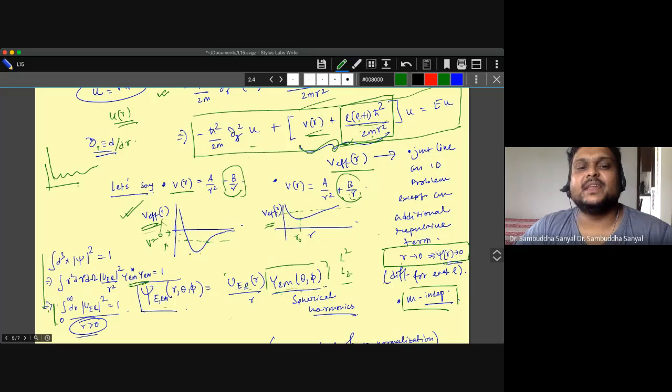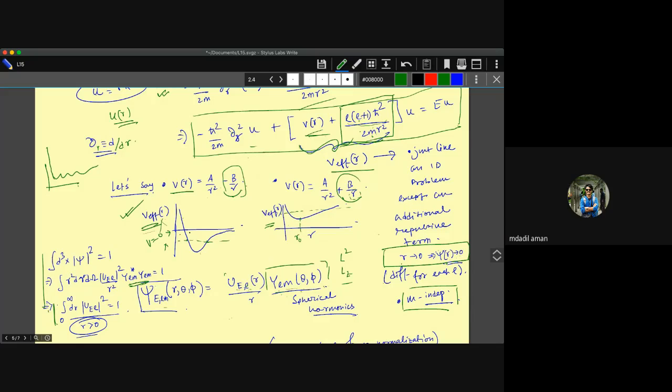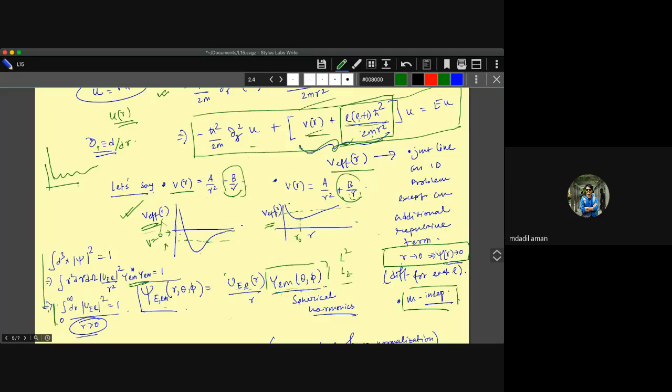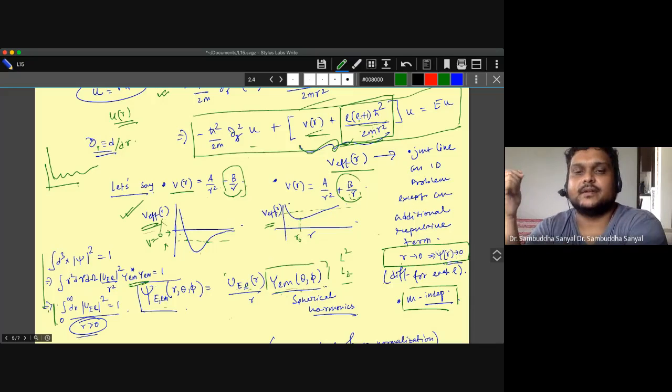So the location of the minima is not very important here. What is important is the structure: one case allows a bound state, another case doesn't allow a bound state. The second case doesn't allow a bound state, right? That's what I'm saying, because there is no minima with positive R in the second case. That's what I was telling in the starting of the class also. The repulsive potential will not allow a bound state. That's the key.